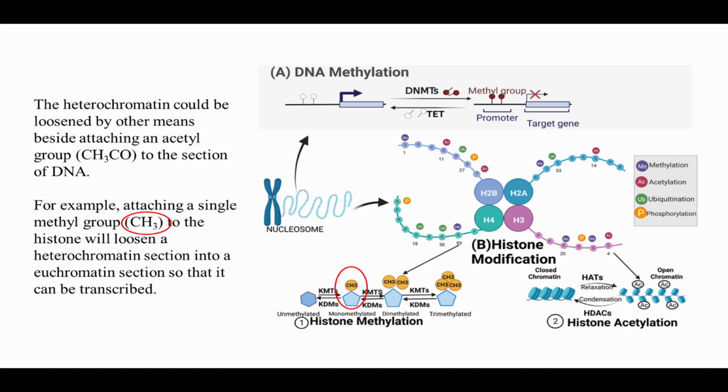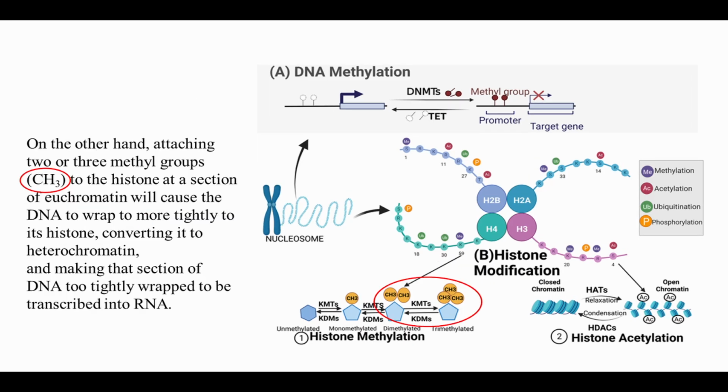The heterochromatin could be loosened by other means besides attaching an acetyl group, CH3CO, to the section of DNA. For example, attaching a single methyl group, CH3, to the histone will loosen a heterochromatin section into a euchromatin section so that it can be transcribed. On the other hand, attaching 2 or 3 methyl groups, CH3, to the histone at a section of euchromatin will cause the DNA to wrap more tightly to its histone, converting it to heterochromatin and making that section of DNA too tightly wrapped to be transcribed into RNA.